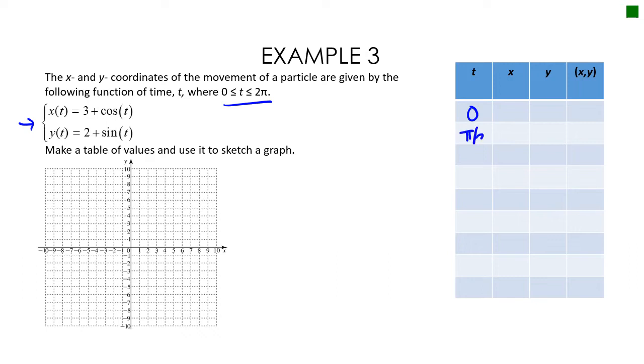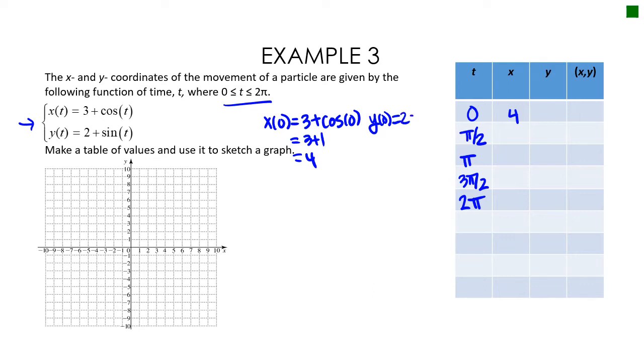So I'm just going to do these guys, just to get my table of values. So for example, when I let t equals 0, I get x is 3 plus the cosine of 0, which gives me 3 plus 1, which is 4. And then when I look at when time is 0 for the y value, I get 2 plus the sine of 0, which is 2 plus 0, which is 2.